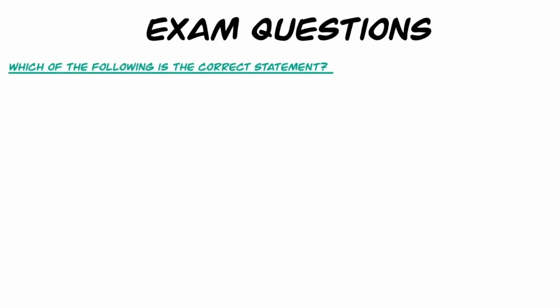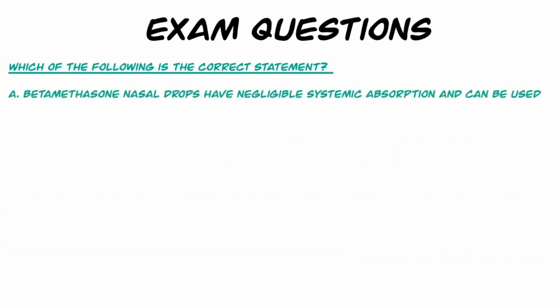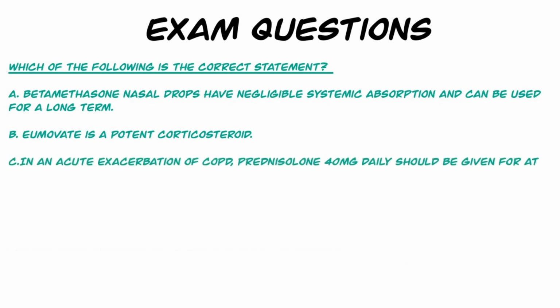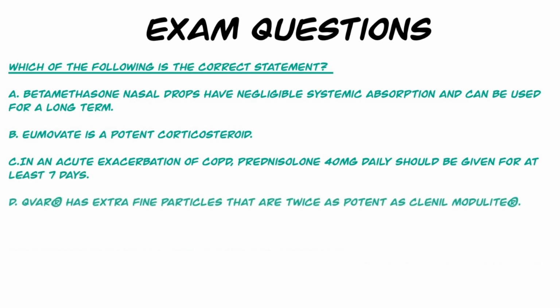Here is a main exam question you may come across, and the question is, which of the following is the correct statement? A. Betamethasone nasal drops have negligible systemic absorption and can be used for long term. B. Humavate is a potent corticosteroid. C. In an acute exacerbation of COPD, prednisolone 40 mg daily should be given for at least 7 days.